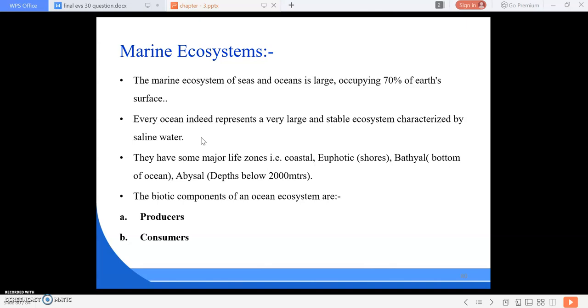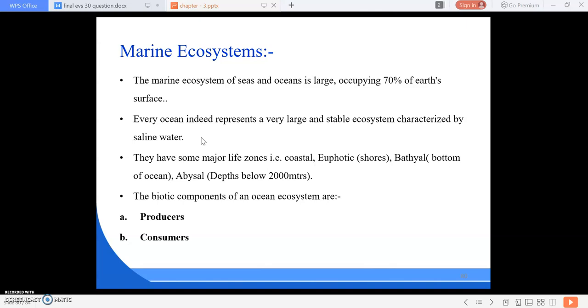Ocean plays an important role in regulating many biogeochemical and hydrological cycles, thereby regulating the Earth's climate. They have some major life zones, that is coastal, euphotic, bathyal and abyssal zones.